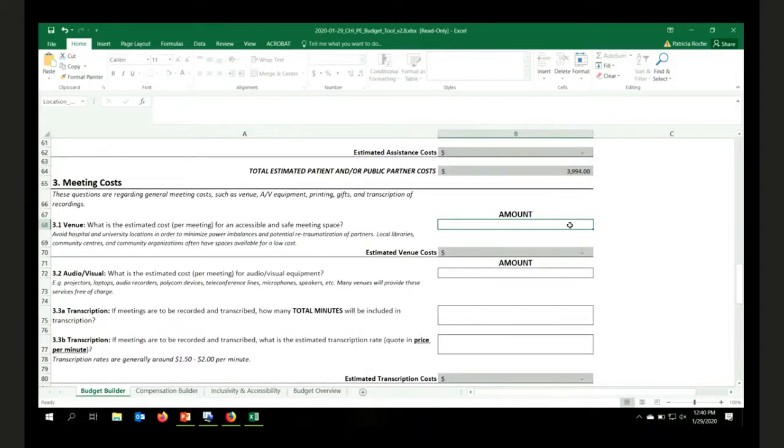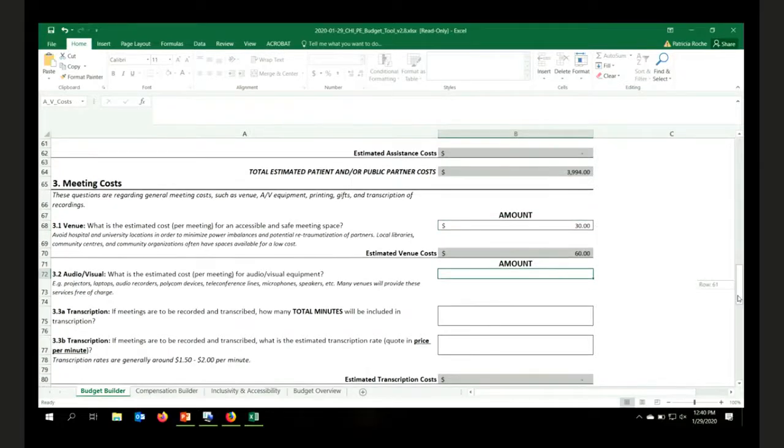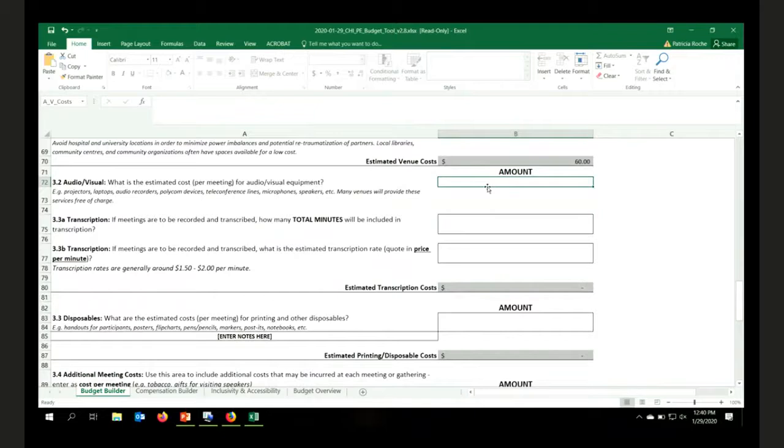The library charges $30 per meeting. We're lucky because we're a nonprofit. AV, we're okay without that. And I just tabbed through transcription. We do want to transcribe that part of the meeting where we're coming up with priorities because we want to make sure we capture everything. So we're going to say that's going to take us 30 minutes. I'm going to go with the low end of transcription, $1.50 per hour. Disposables, okay, we're going to go to Dollarama for pens and stuff, so $5 per meeting.